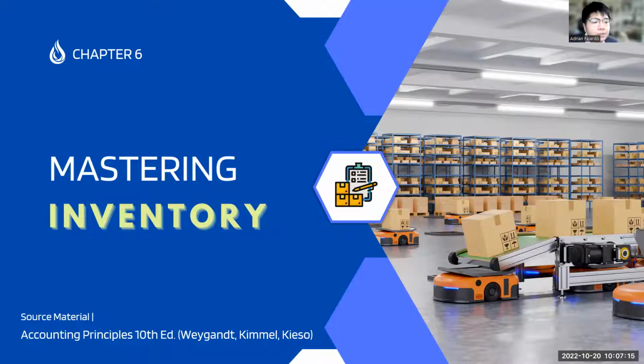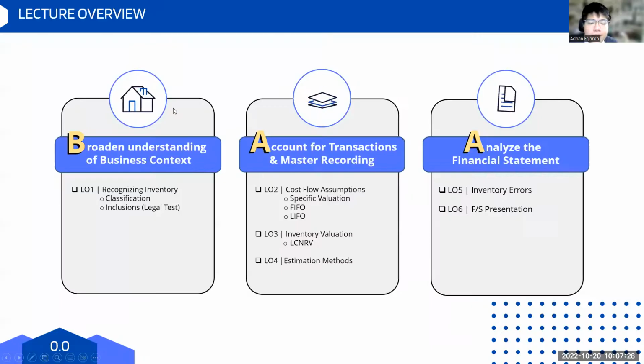So with that said, let's officially begin our exercise breakdown for chapter 6, which is basically revolving around mastering inventory. So again, just to summarize all of the key points, if you have to have a checklist in order to make sure that you do well in your quiz regarding chapter 6, these are the things that you should look out for. So number one, you should be an expert in terms of recognizing inventory. So understanding that there are different classifications of inventory, whether you're a manufacturing or a merchandising company.